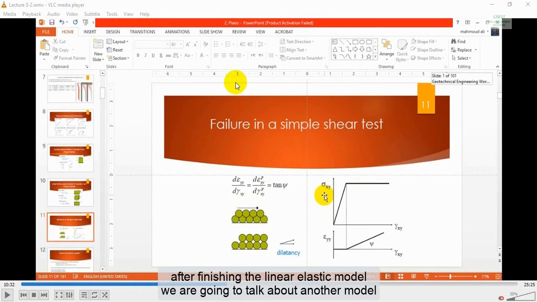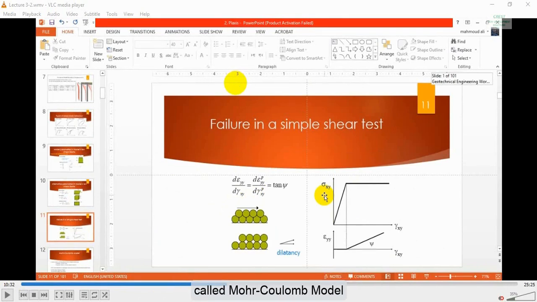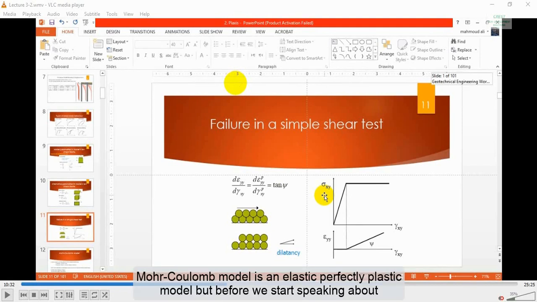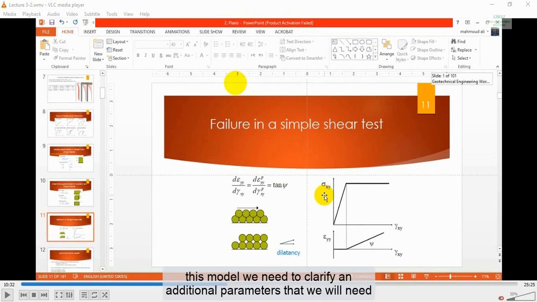After finishing the linear elastic model, we are going to talk about another model called the Mohr-Coulomb model. The Mohr-Coulomb model is an elastic, perfectly plastic model. But before we start speaking about this model, we need to clarify additional parameters that we will need to use in our Plaxis simulation. This parameter is called the dilation angle, or psi.